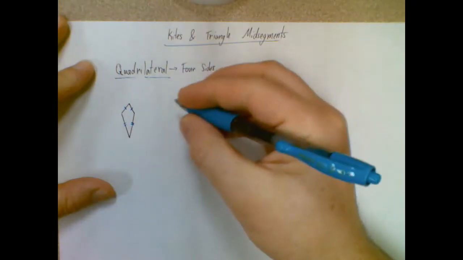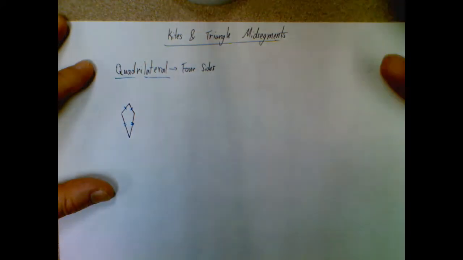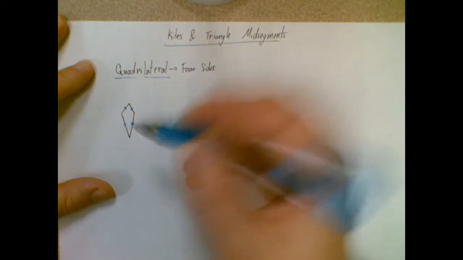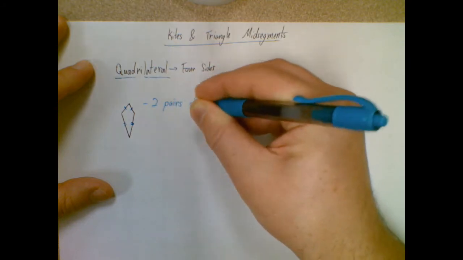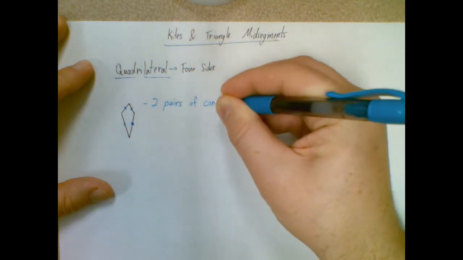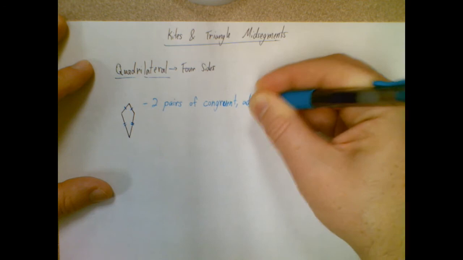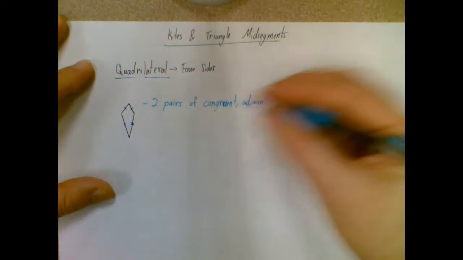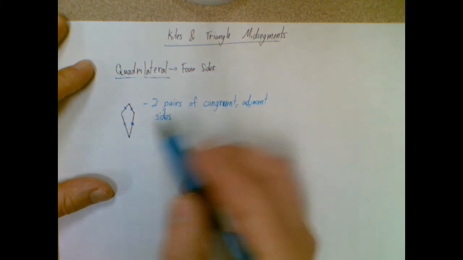So what does this really mean? It means that I'm going to have, for sake of argument, technically this could be upside down, but let's go with this shape. Two shorter sides up top and two longer sides that are next to each other on the bottom. So we have two pairs of congruent adjacent, so equal length next to each other sides. We got a pair up on top, and we have a pair on the bottom.